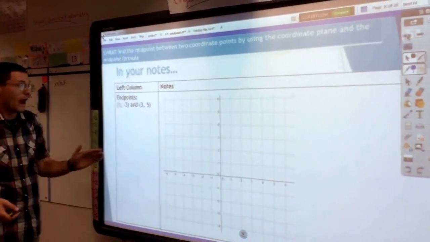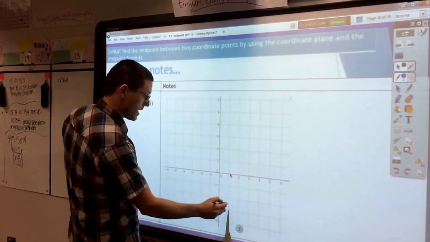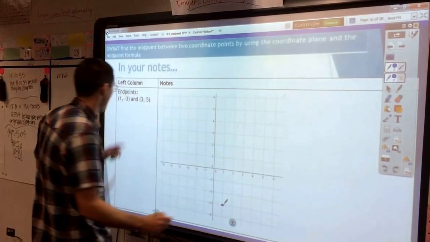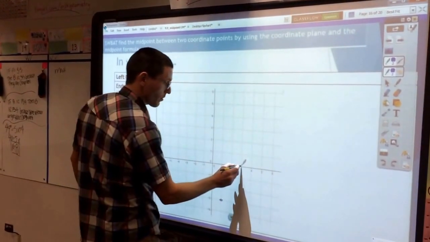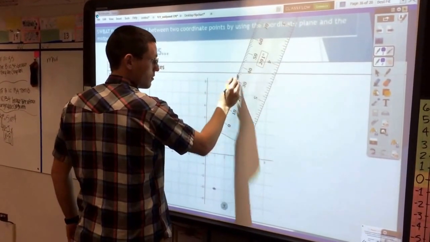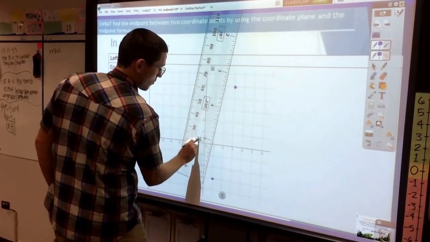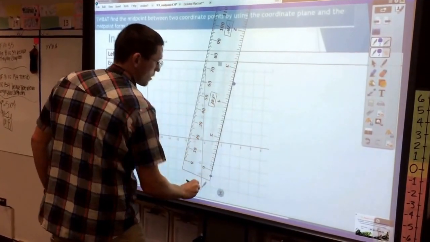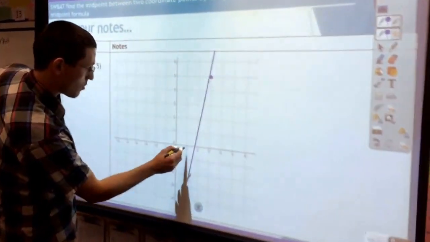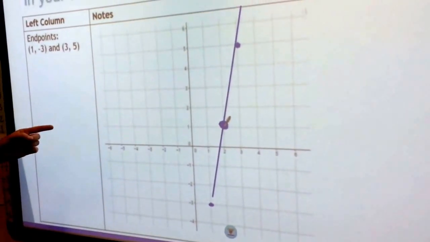All we have to do is graph it, okay? So I know how to graph (1, -3), okay? I'm going to go to 1 and then down to -3, and I'm going to put a point there. And then the other point is at (3, 5). So I'm going to go over to 3 and up to 5. Okay, I can take my straight edge. Line it up with my 2 points, draw a nice straight line. Okay, and if I look, the midpoint is that big dot right in between the other two.